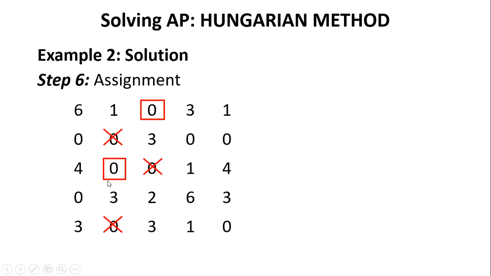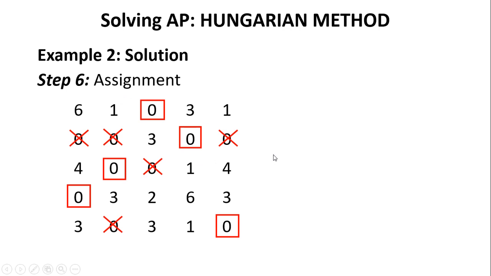After that we go through again. You can see we have this fourth row with a single unassigned zero. We assign there, and we cross the zero above it so that no other subordinate will be assigned this task. Going downward, you can see the last row has a single unassigned zero. We make the assignment there. We cross the zero in this column, and the last one will be the second row with a single unassigned zero. We make the assignment there, and then we have the optimal assignment for this problem.